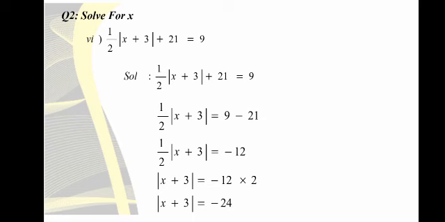Here you can see that absolute value of x plus 3 is equal to minus 24. And in the properties you have studied that the absolute value must be greater than or equal to 0. If it is less than 0, it will have no solution. So we will write that absolute value is never negative, so it has no solution.